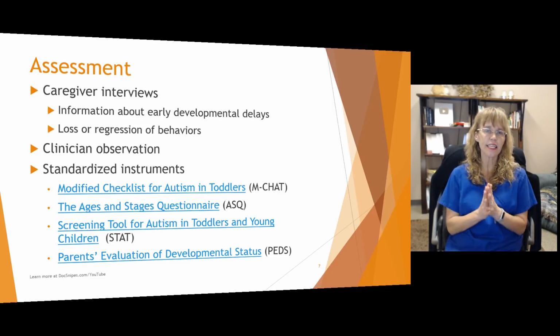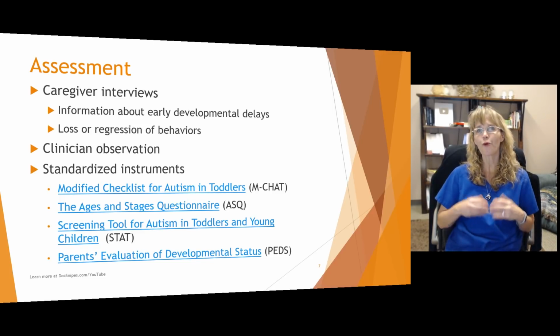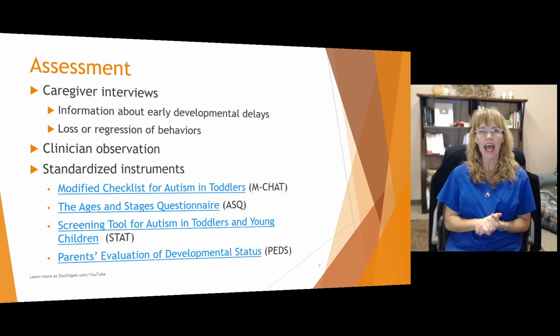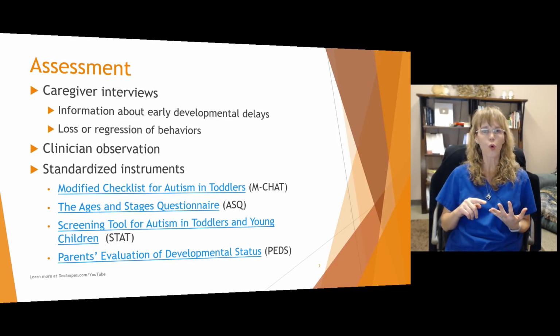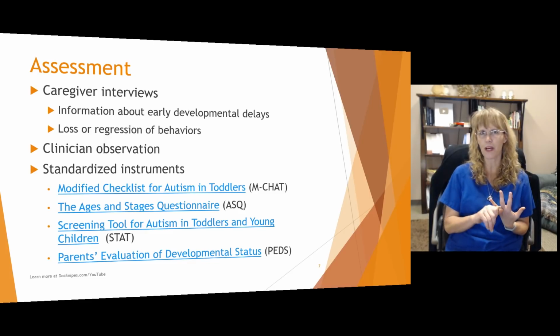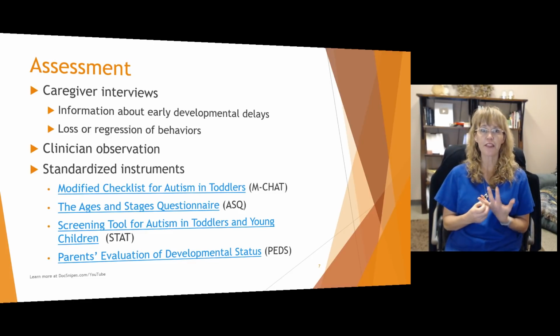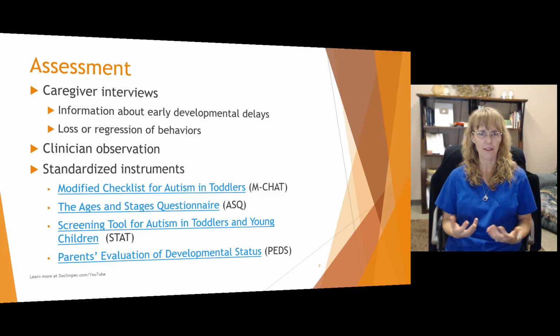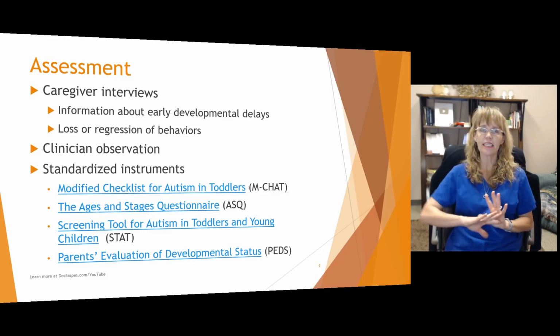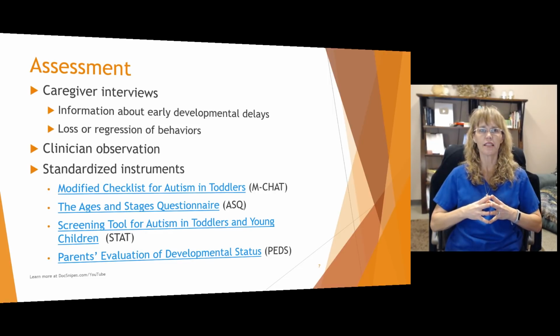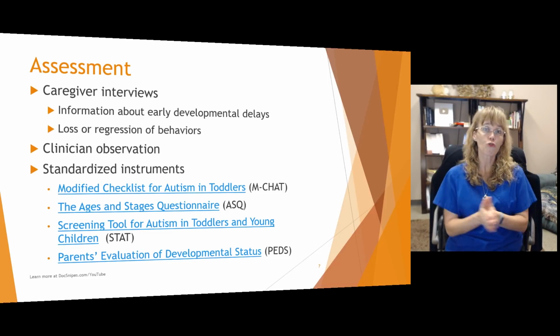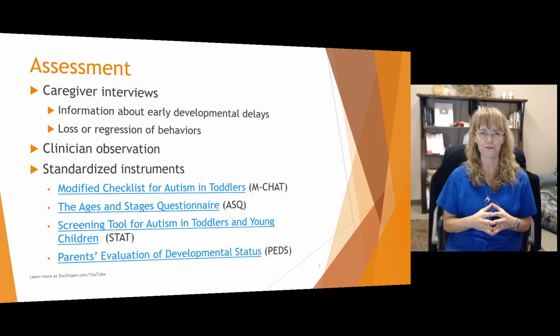Assessment. On the NCE and the NCMHCE, it's important to know how you would assess these things. And the best strategies include caregiver interviews. So you're getting information about early developmental delays or loss or regression of behaviors, especially social emotional behaviors. If there is a regression in physical behaviors like toileting, for example, that needs a much more in-depth evaluation. But there are some people with autism spectrum who do have a regression of their social emotional behaviors.